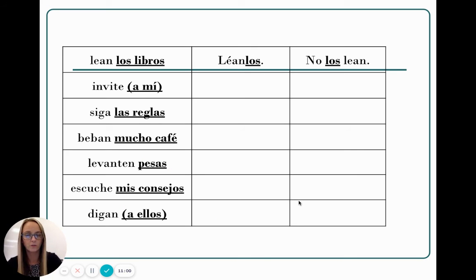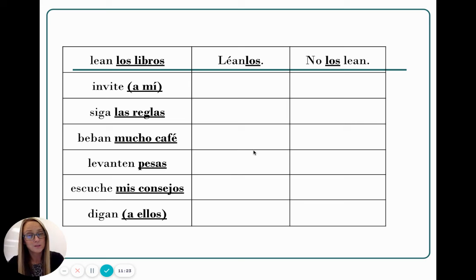So there is a chart for you to try at the bottom of your paper. There's actually a chart that has double the amount that I have on my screen here, just checking to see that they're all the same. So feel free to pause the video and try them using the examples of read them, don't read them. I actually did the command form for you. Now it's just a matter of figuring out where to put the pronoun.